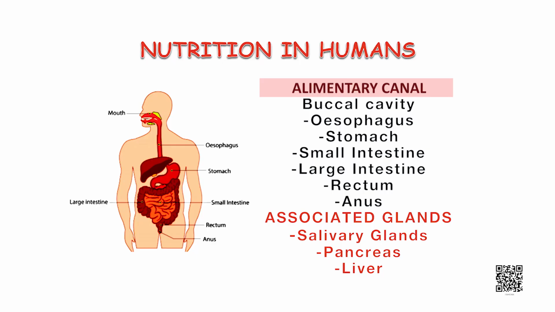Now, let's move to the next part of today's session, that is nutrition in human beings. The alimentary canal in human beings is basically a long tube extending from the mouth to the anus. In this figure, we can see that the tube has different parts and various regions are specialized to perform different functions. The alimentary canal with its associated glands constitutes the digestive system.